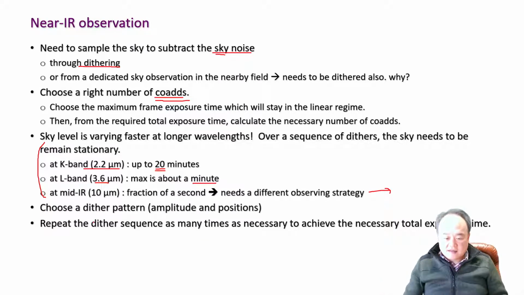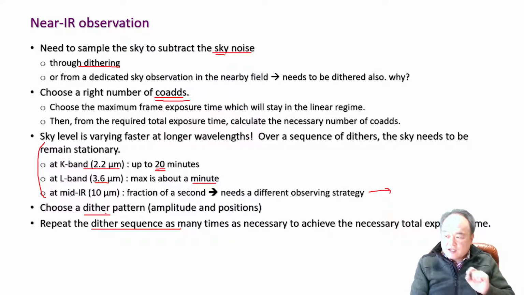Then you need to choose the dither pattern in terms of dither amplitude and positions, and finally you need to decide how many times to repeat all this coadd plus dither to achieve the desired signal to noise ratio of your science target. So let's look at a more specific example.